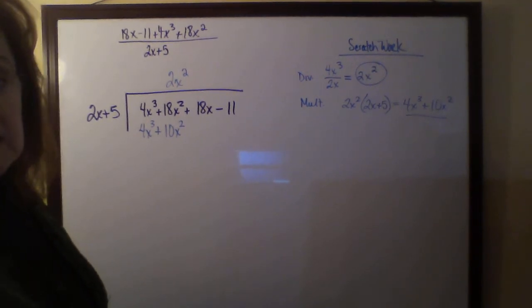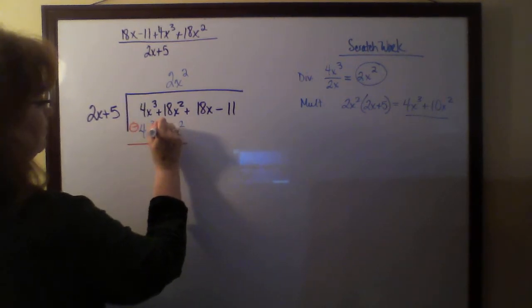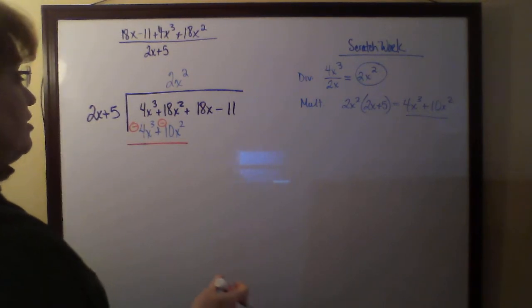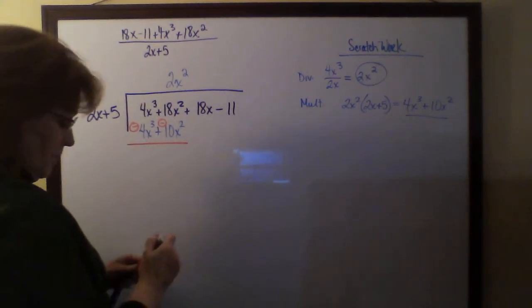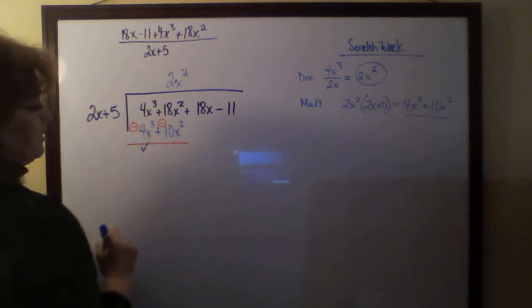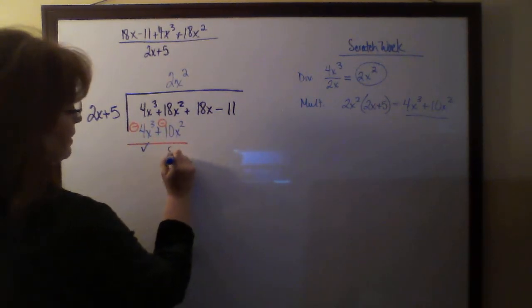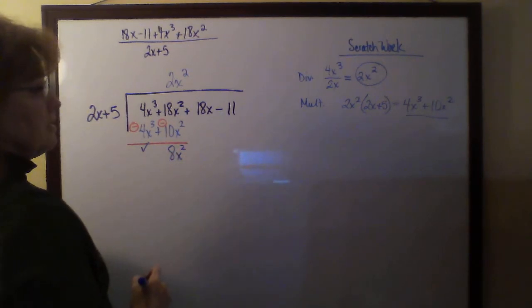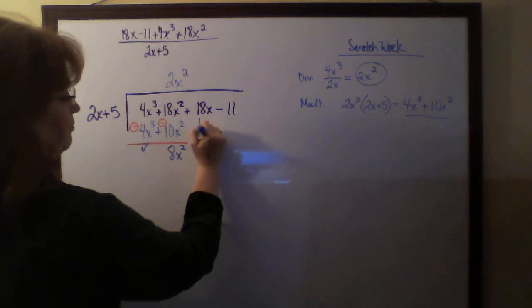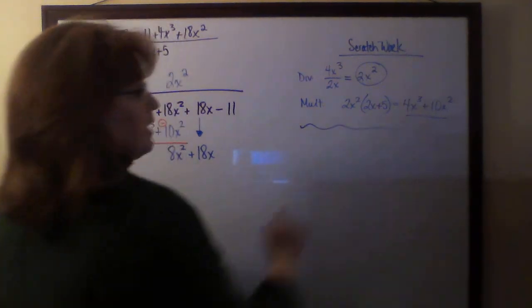Remember, the next step is subtraction, so draw your line and change your signs. There you go. Be sure to circle your signs so that you recall that that's the change. Now, we got in the first column the degree 3 terms to cancel. Yay, that's what we wanted. 18x squared minus 10x squared brings down 8x squared when we subtract. And of course, the next step is to bring down the next term, which is positive 18x.